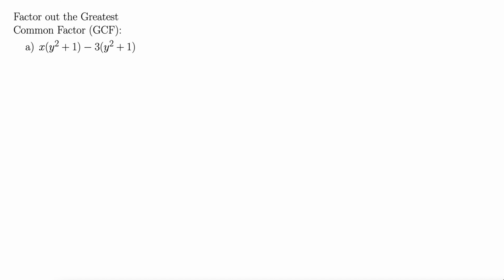Here we want to factor out the greatest common factor of x times (y squared plus 1) minus 3 times (y squared plus 1). First I'm going to do a simpler example. Let's say we had x times a minus 3 times a, and we wanted to factor out the GCF. Well, it's clear from these two terms that the GCF is a, so an a would come out to the front, and we'd be left with x minus 3 here.